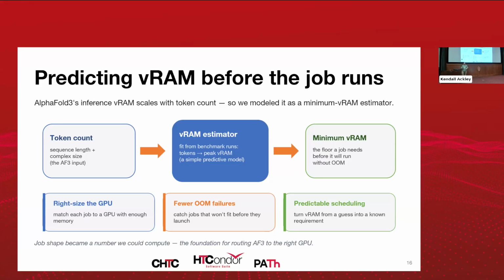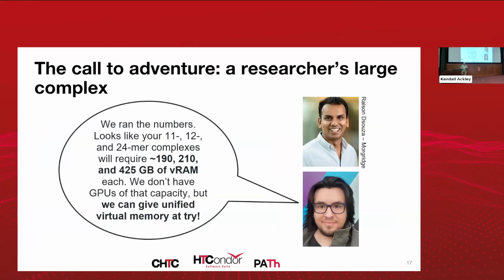Our A100s, you might be looking at a day. RTXs, you might be looking at a couple hours to minutes. And so we were able to start getting folks some more information. So I went back to Raison and said, all right, we ran the numbers and it looks like for your 11, 12, and 24 mer, you're gonna need 190, 210, and 425 gigabytes of VRAM.